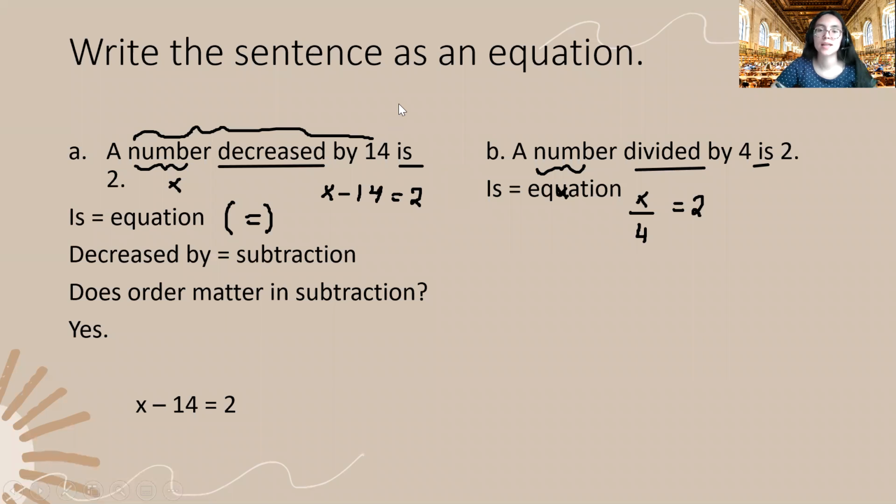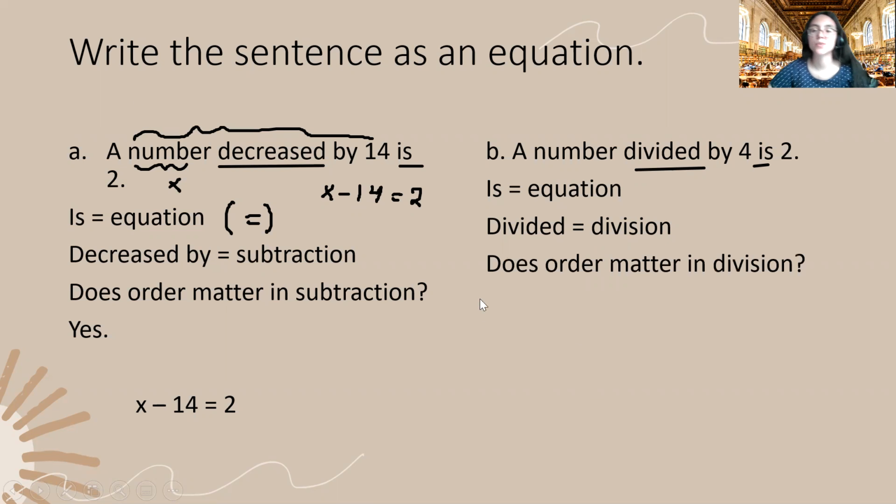So we underlined is because is telling us that we have an equation. Divided tells us that we're going to have division involved, a fraction. And does order matter in division? And the answer to that is yes. So our answer is going to be x divided by 4 is 2. Okay, so let's continue.